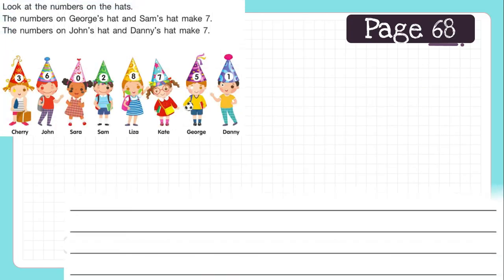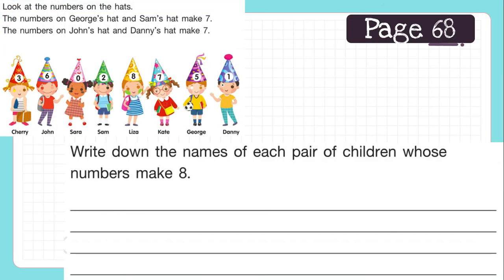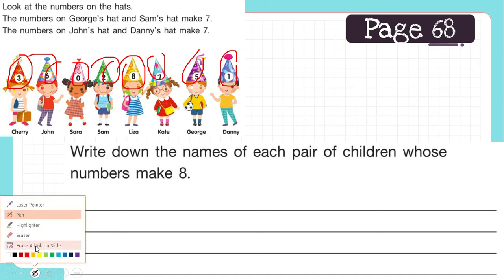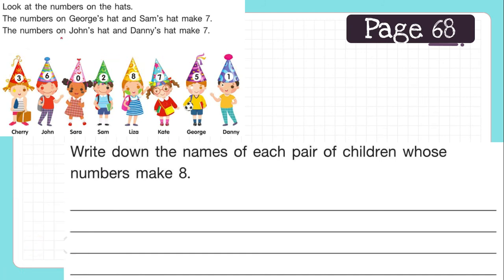Next, let's go to your book, page 68. Page 68, we are going to make our own stories using the number hats here. These ones, okay? Okay, did you get it? Now let's start. Let's take a look at this example. Look at the numbers on the hats. Okay, so they look for the hats that makes 7.